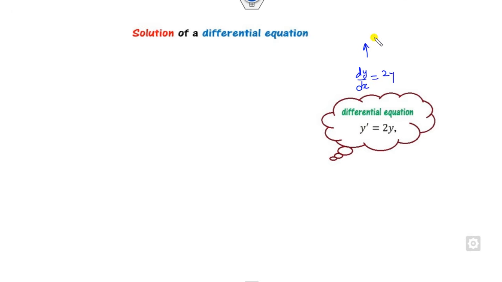So clearly it says what the order is. Order is my 1. What is the degree? Degree is also 1. Is it linear? Yes, it is linear. Then the question arises: how can you find the solution?